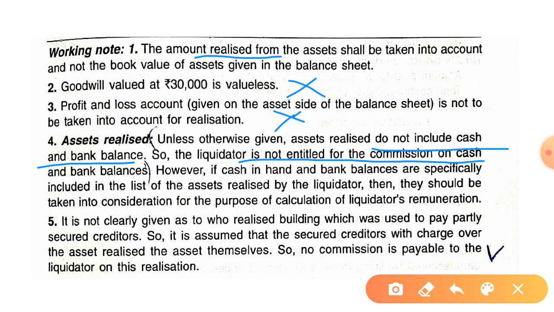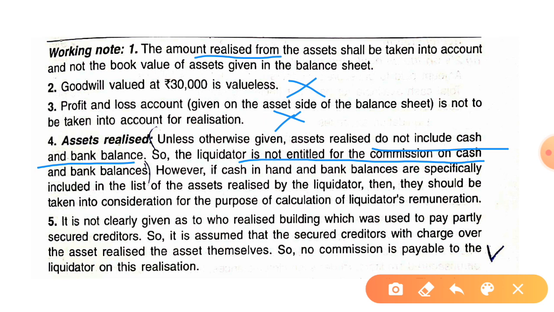However, if cash in hand or bank balances are specifically included in the list of assets realized by the liquidator, then they should be taken into account for the purpose of calculation of liquidator's remuneration. But if they have given, okay, assets realized, under that they have given cash, that means we have to add cash, okay, for calculating the liquidator's remuneration. Otherwise we are not supposed to take. In this problem we are not supposed to take.